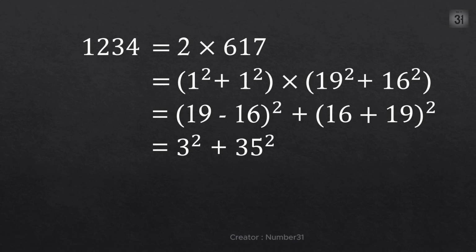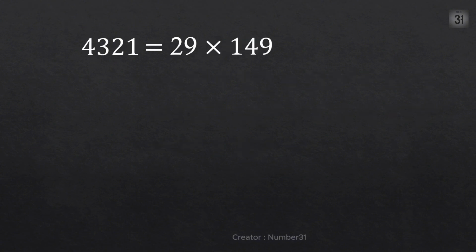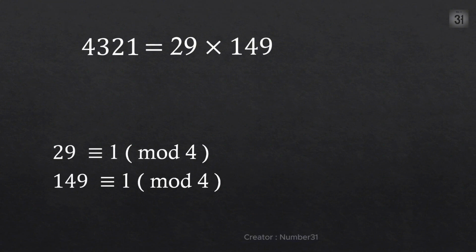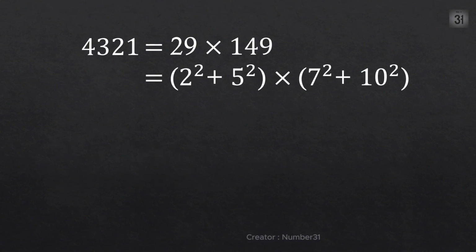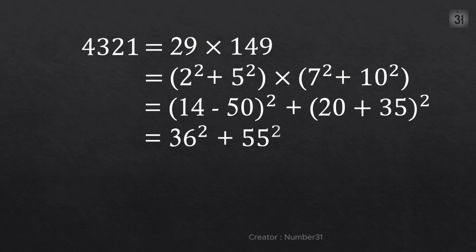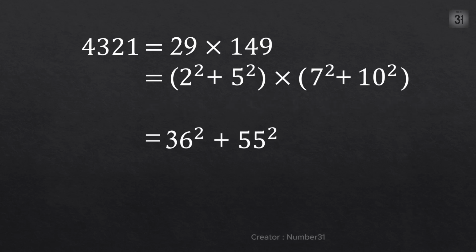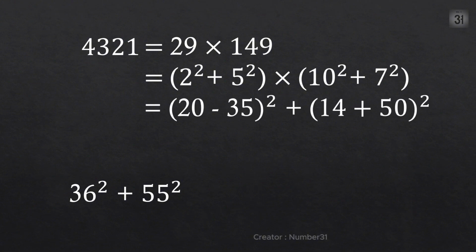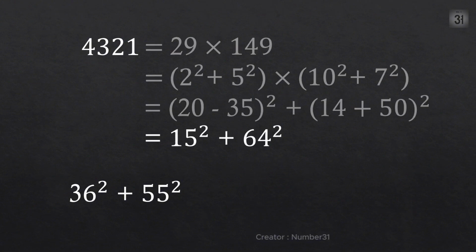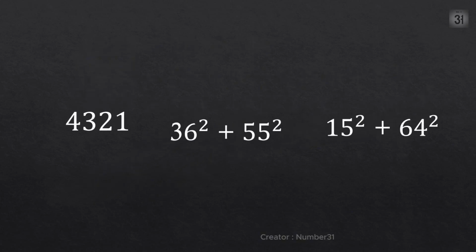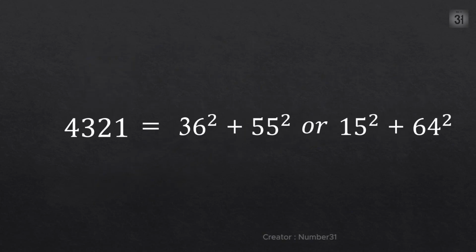Now you've grasped the basic principles behind these. Another example, 4321. When expressed in smaller prime factors, we find out that both 29 and 149 are odd prime numbers, and they give a remainder of 1 when divided by 4. So, we can express it as the sum of two squares. Next, we can reverse one of the odd primes' sums of two squares, and then you'll find the other sum of two squares for 4321. Thus, we can use this method to find all the sums of two squares for 4321.